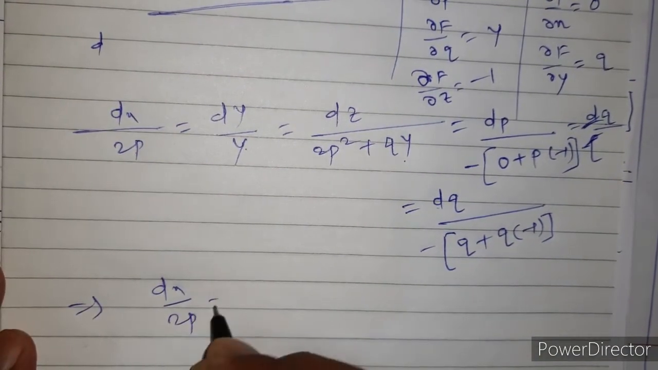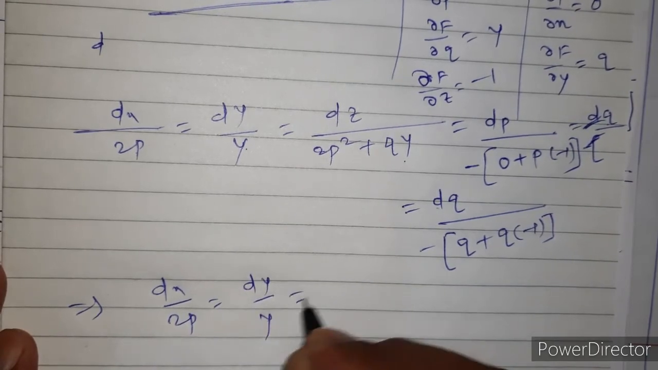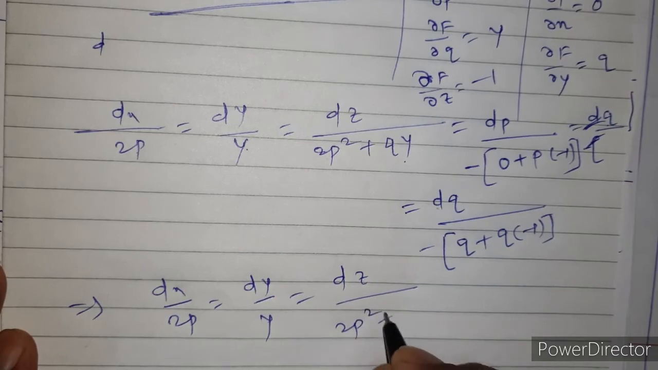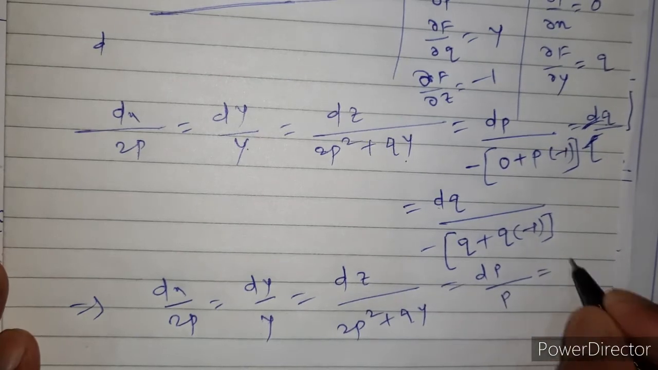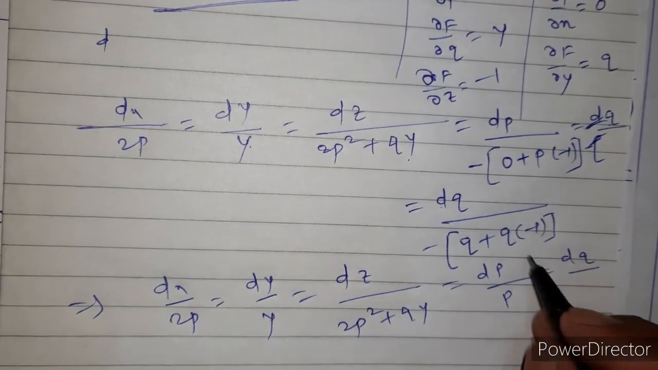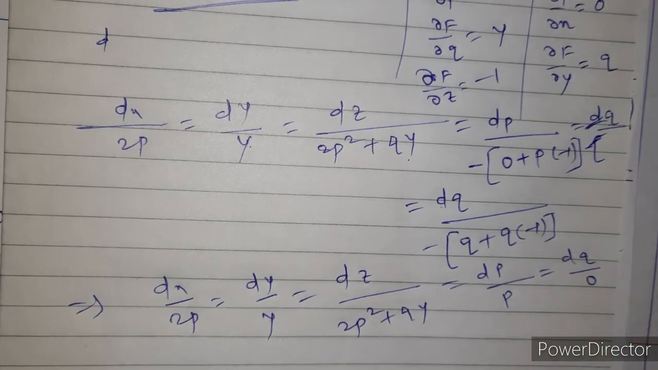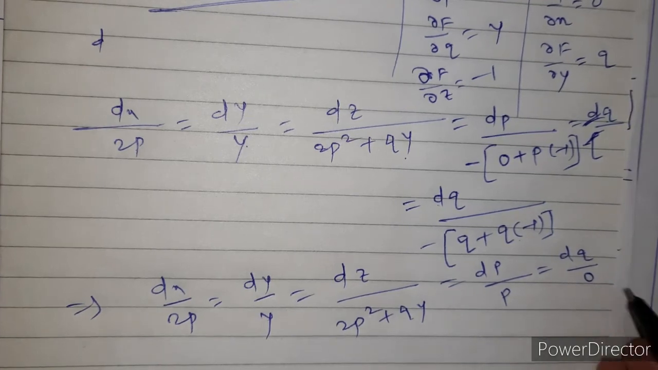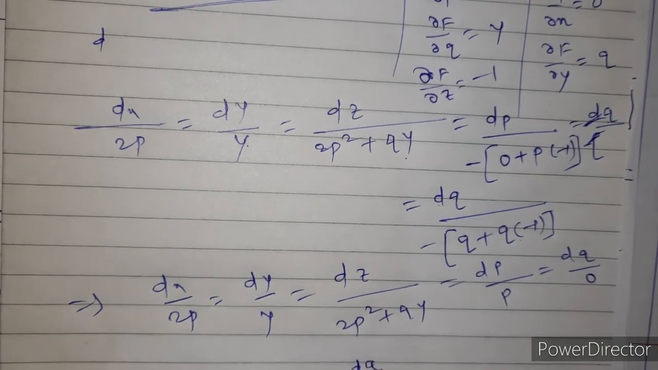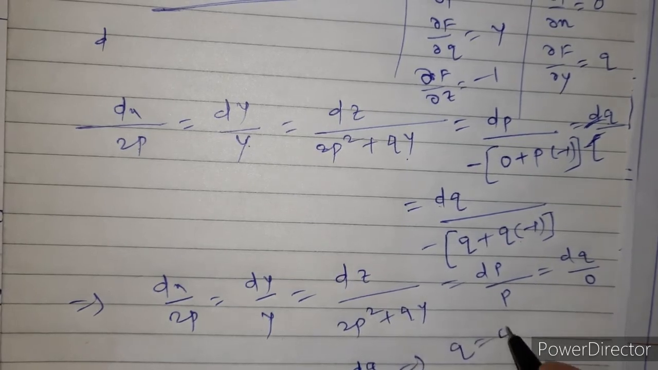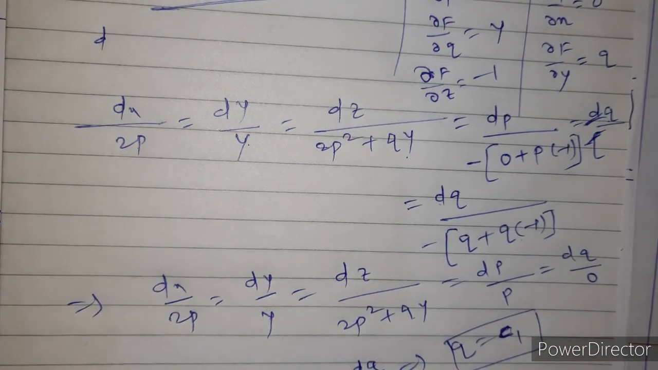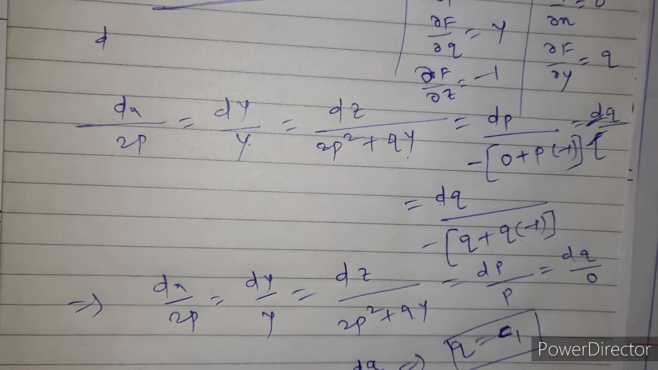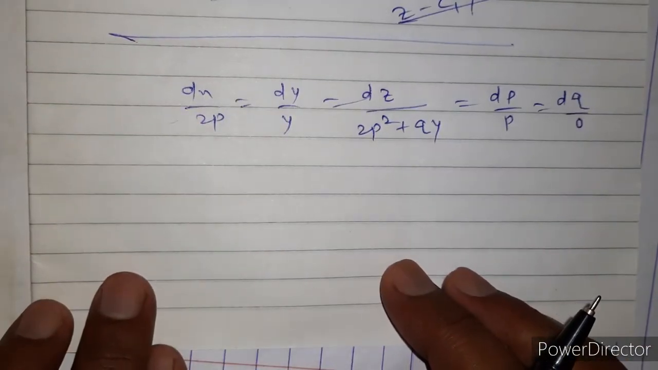dx/2p = dy/y = dz/(2p² + qy) = dp/p = dq/(q − q), it becomes 0. Whenever something gets 0 here, we get one answer directly. Always keep in your mind, dq upon 0 implies q is equal to constant. Call it C1. q = C1. We get the value of q. Are you getting? Okay. From the first one we get q = C1.